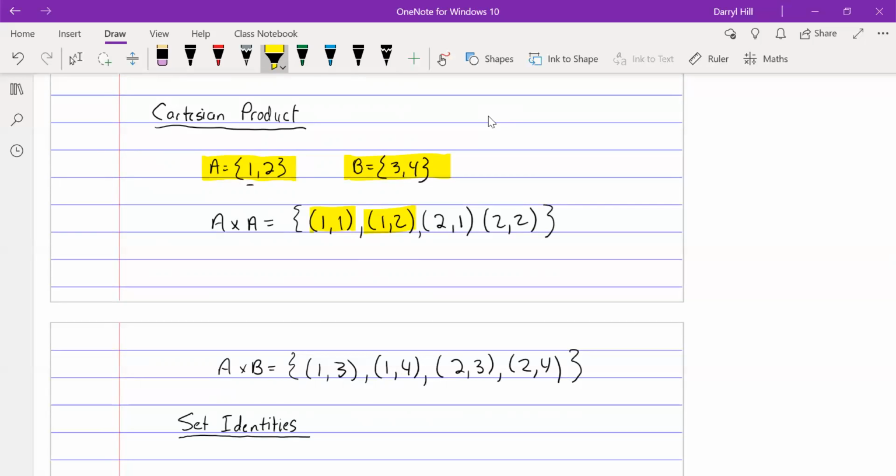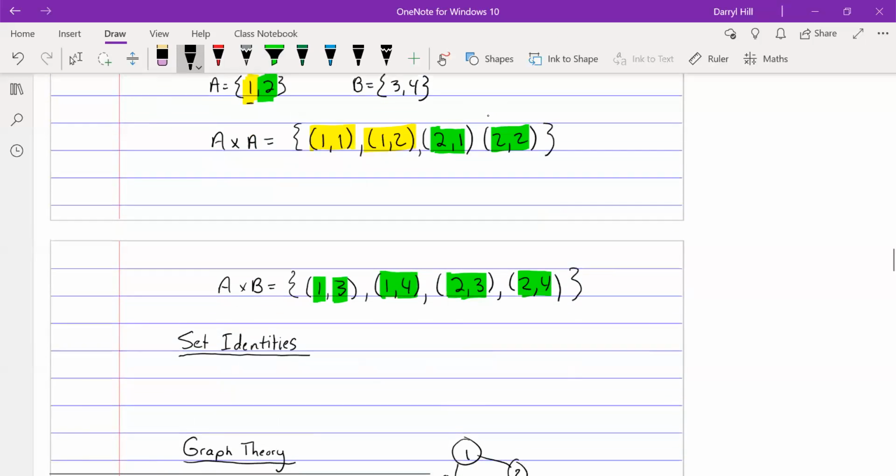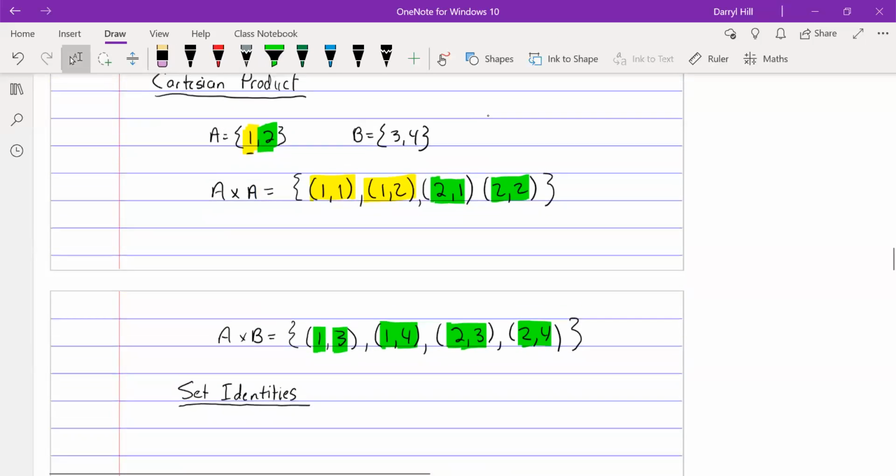So once I've done that for 1, and then let's say for 2, oh, that's A, that's A times A. So this is 2, and 2 maps to 1, and then 2 maps to 2. So that's A Cartesian product with itself. A Cartesian product with B is: I take 1 and I map it to 3 and 4, and then I take 2 and I map it to 3 and 4. All right, sorry, I got a little confused. I did them out of order, but yeah, so that's the Cartesian product.